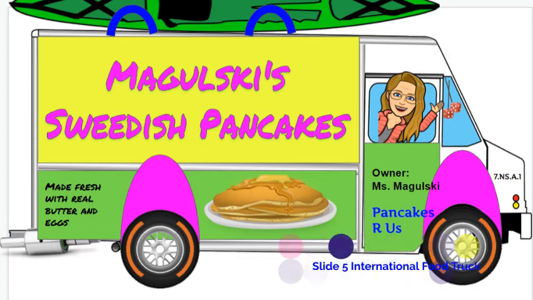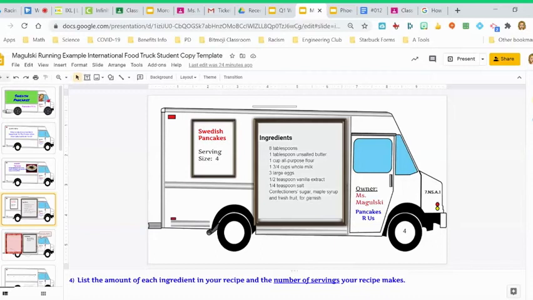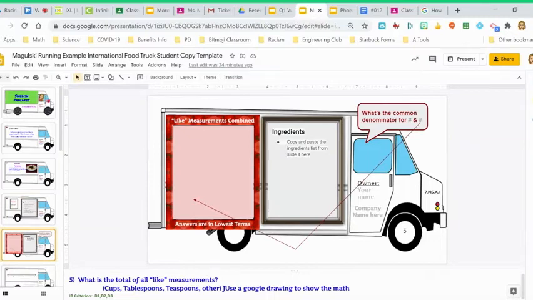Slide 5 of the International Food Truck Project. Slide 5 in our International Food Truck Project. So for slide 5, it is asking us to add all of the like measurements.